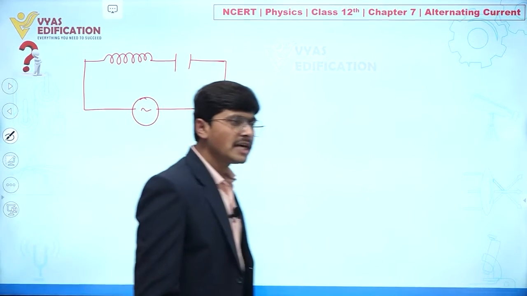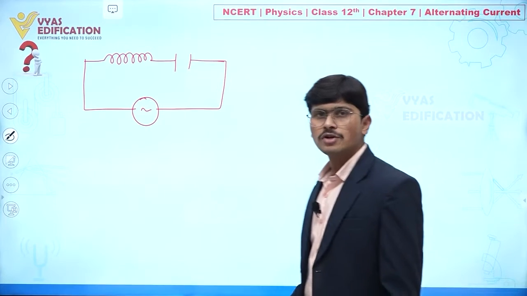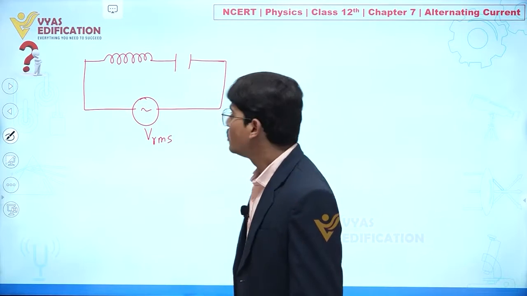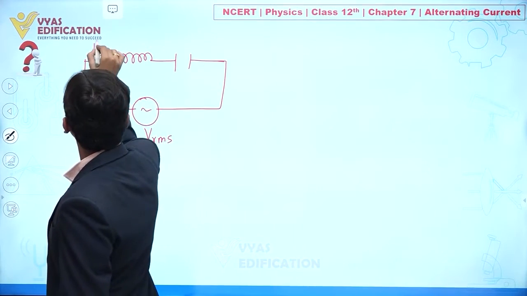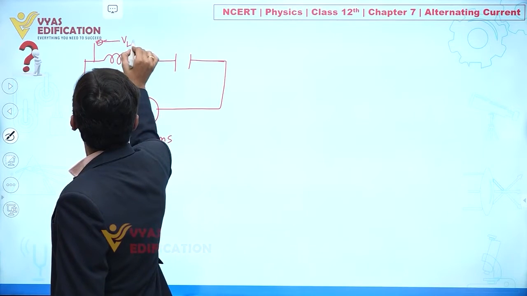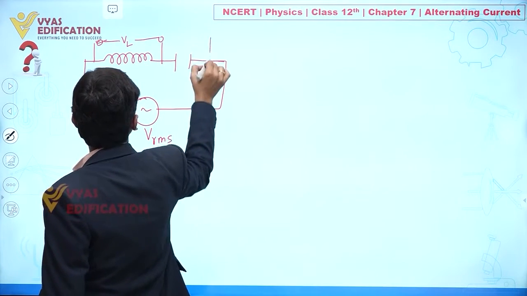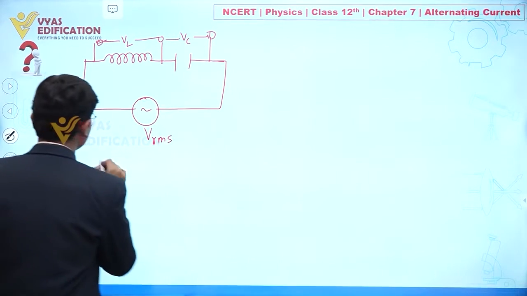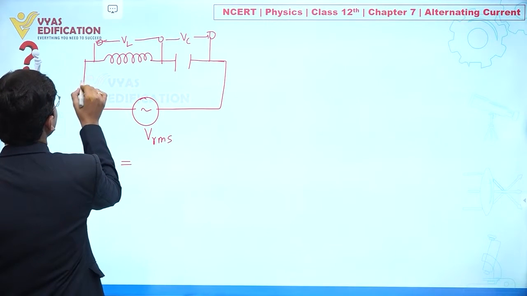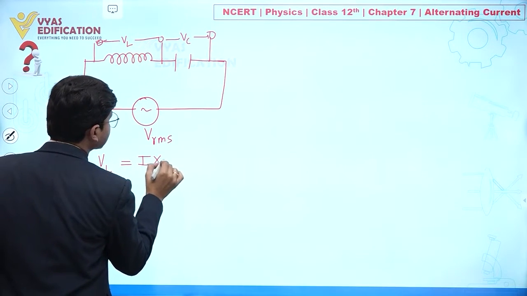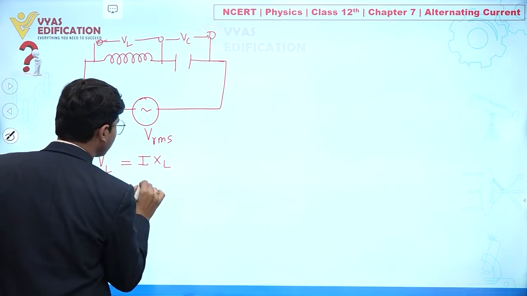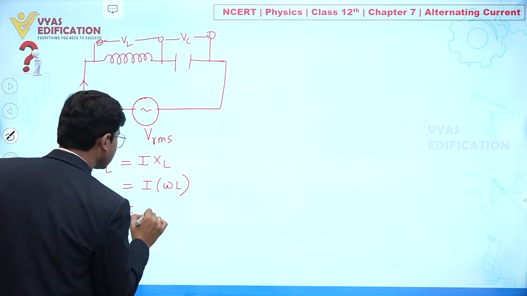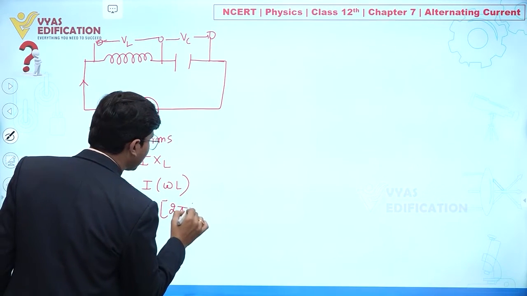Clear? Initially I am taking this voltage source to be an AC voltage source, so I am saying this is VRMS. Initially we have an AC voltage source, so at the time I can see the voltage produced across this inductor, and the voltage produced across this capacitor, this is VC. Clear? So I can write like this: the value of VL is given by I times XL. Clear? And it is given by I times omega L. Clear? Omega L. You can also write this as I times 2 pi f L.